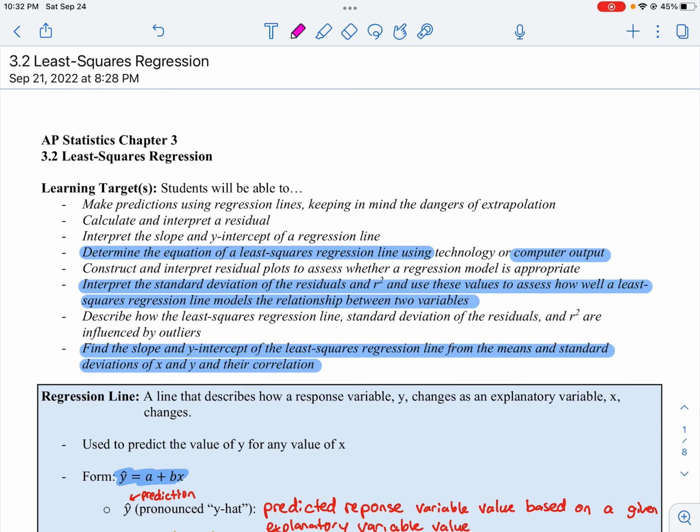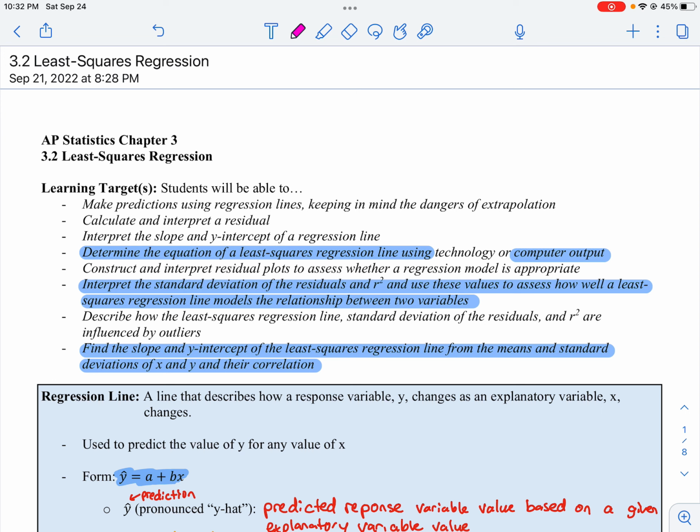So in the learning targets here, we can see that several targets are highlighted. These are the ones that are going to be covered in this video. We want to be able to determine the equation of a least squares regression line using a computer output. We want to be able to interpret the standard deviation of the residuals and R squared and use these values to assess how well a least squares regression line models the relationship between two variables. And lastly, we want to be able to find the slope and y-intercept of the least squares regression line from the means and standard deviations of x and y, as well as their correlation.